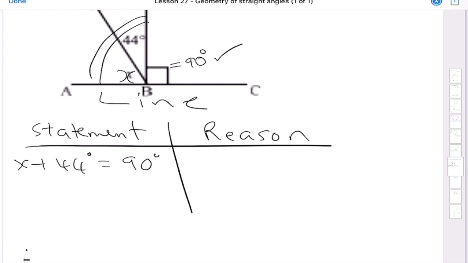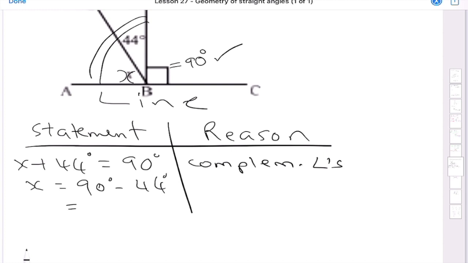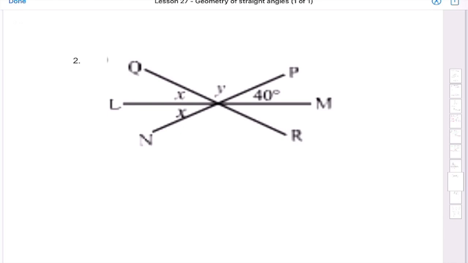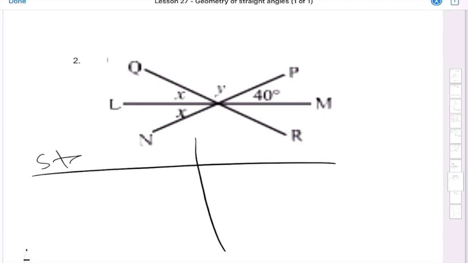And how do I know that? I know because these are complementary angles. So X will be 90 minus 44 degrees, which will give us 46 degrees. Let's find X and Y. First of all, we need to have our statement and our reason.